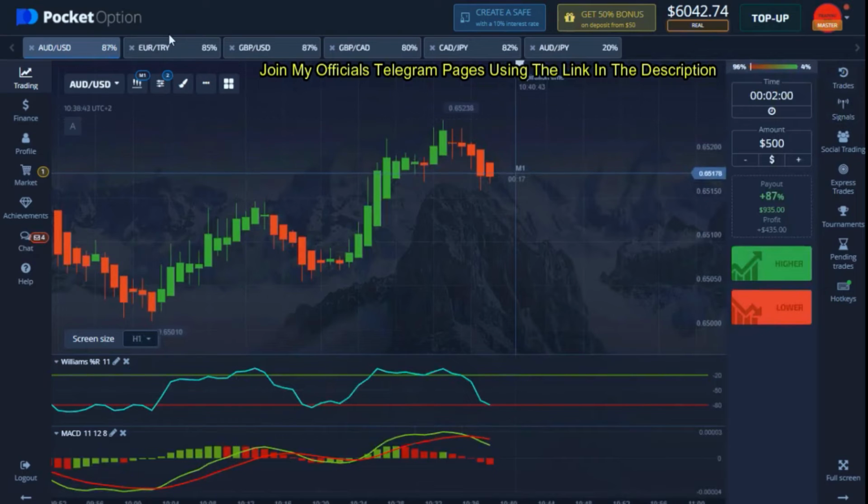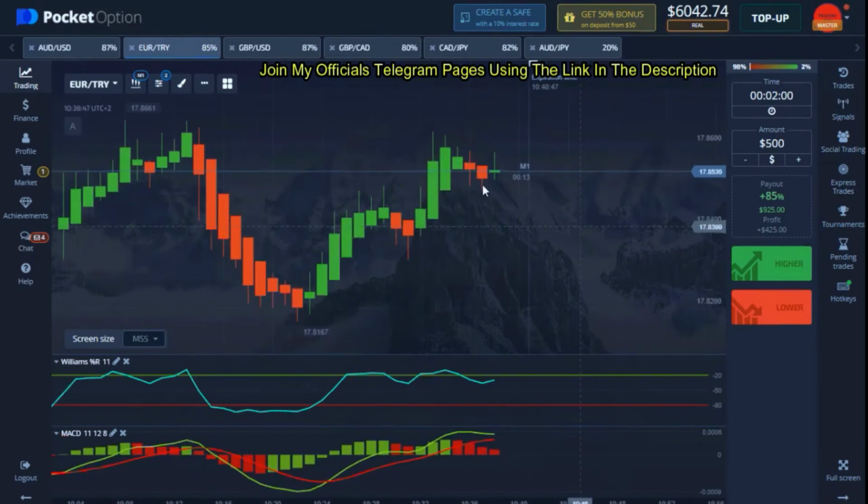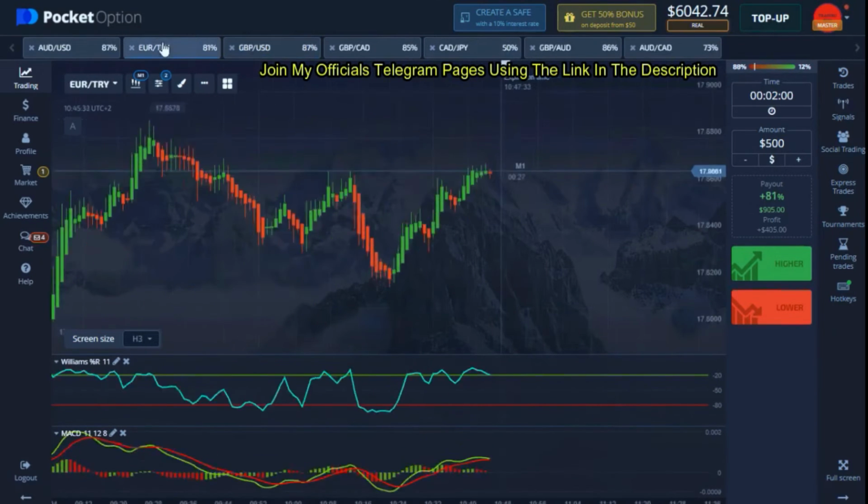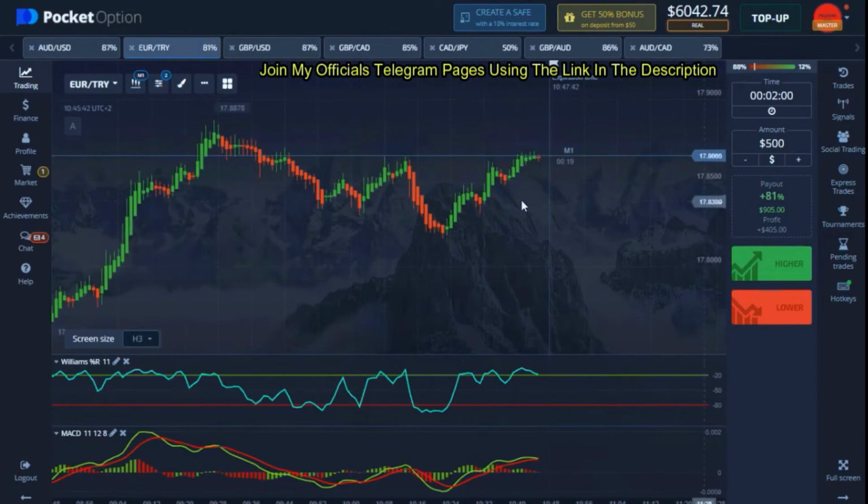So I'm analyzing again. When I get another good moment, I'll come down and take a trade. And of course, I'm going to explain in detail again what I see before I enter the trade. All right. Okay, guys, a very good moment here. I'm going to place the trade on this.